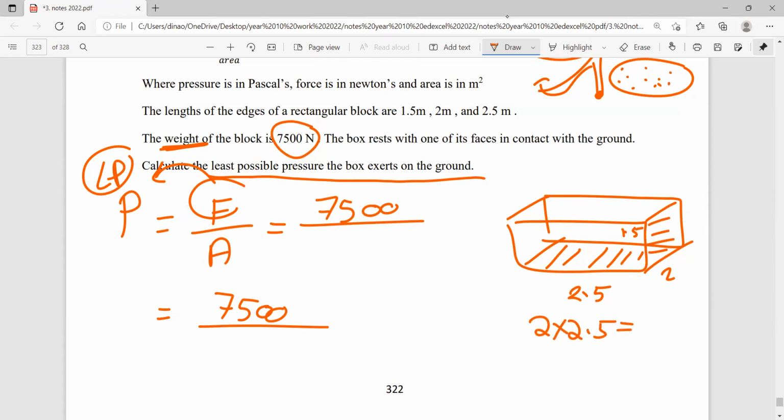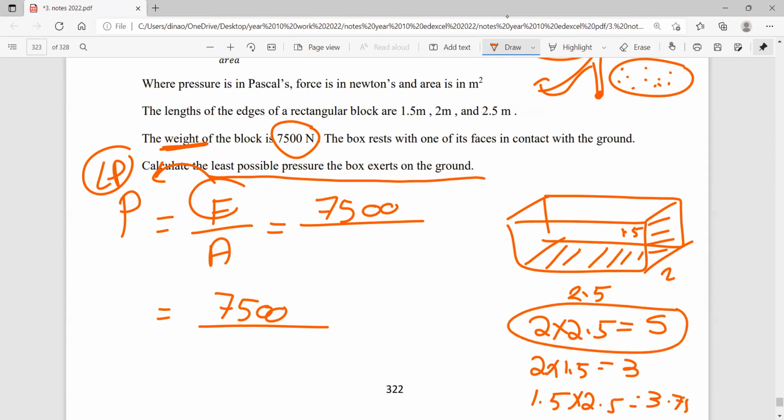2 times 2.5 which is 5, and then 2 times 1.5 which is 3, and then ناقص مين؟ 1.5 times 2.5. تعالوا نحسبها دي. 1.5 times 2.5 which is 3.75. So which face resulted the biggest area is 5. The least pressure. يبقى قلنا least pressure يبقى the biggest area. تمام. هحسبها بقى 7,500 divide 5 هتطلع 1,500.